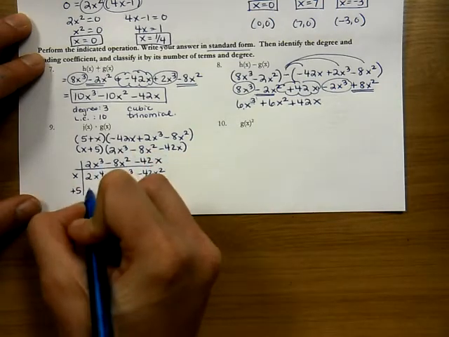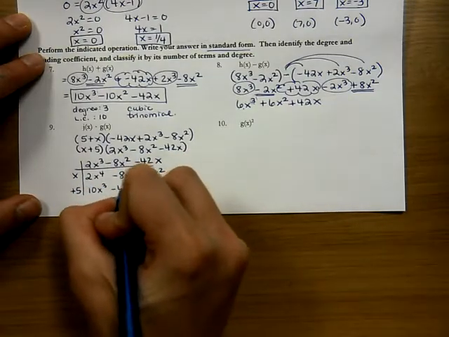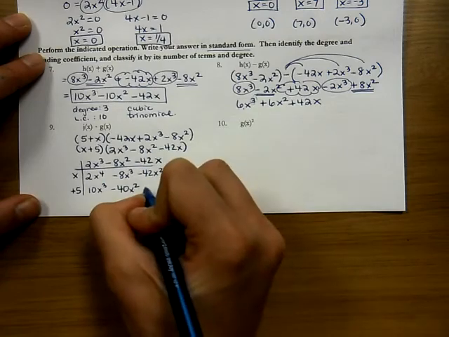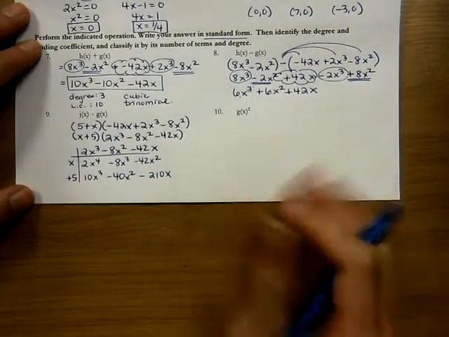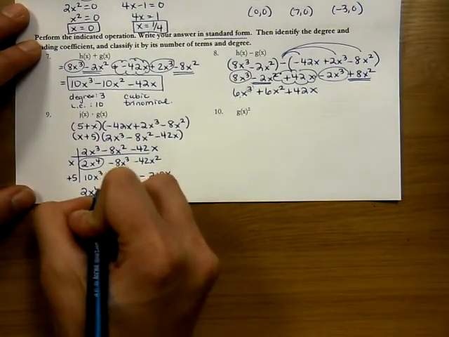5 times 2x to the third would be 10x to the third. 5 times negative 8x squared would be minus 40x squared. And 5 times negative 42x would be a negative 210x. From here, I combine like terms. There's only one term that's x to the fourth, so I have 2x to the fourth.